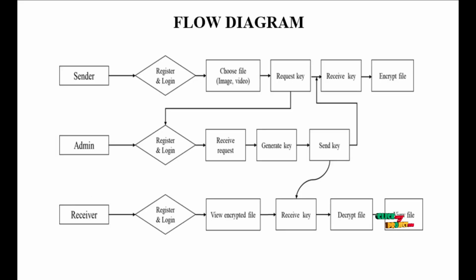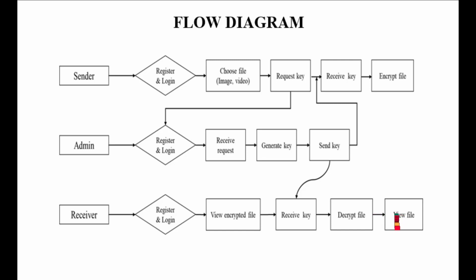Now we see our flow diagram. The process begins with the sender. First, the sender registers and logs in with username and password. After login, the sender selects the audio or video file. After selecting the file, the sender sends a request to the admin for the secret key.